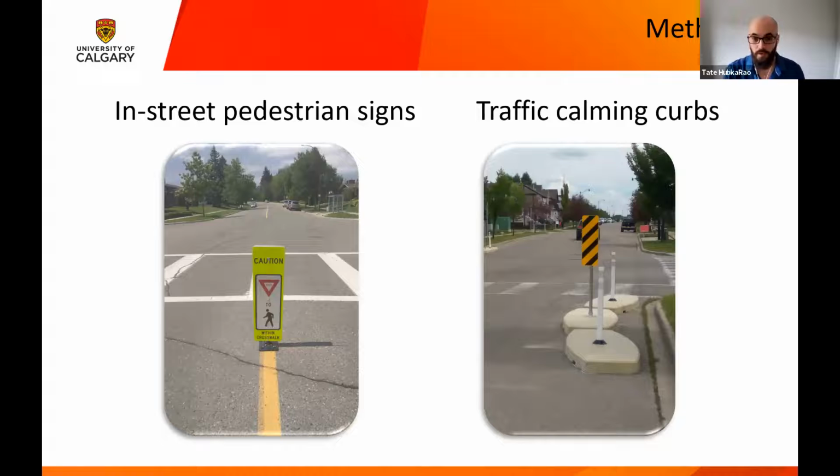The one on the left, the in-street pedestrian sign, and the one on the right, the traffic calming curb. These installations were completed by either the City of Calgary or a contracted company, according to City of Calgary guidelines. The in-street signs were bolted into the road along the median line, 1 meter behind the crosswalk. They do have a flexible base, so if they get hit by a motor vehicle, they'll just bend over and then pop back up.